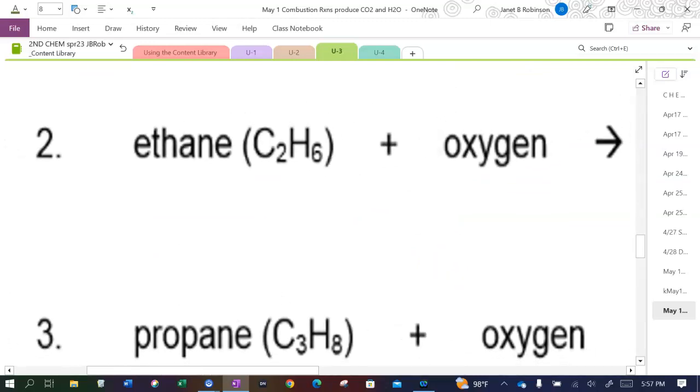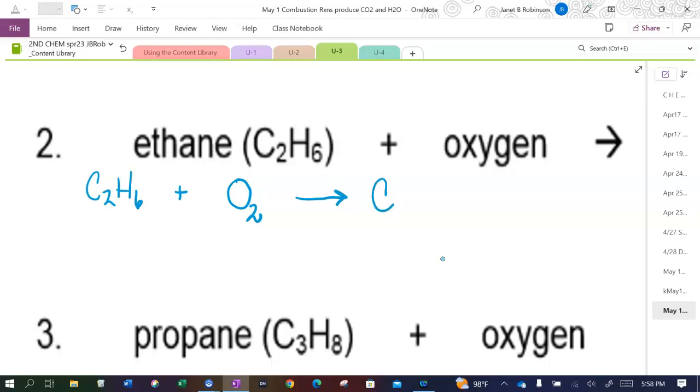All right. Now, ethane, C2H6. So C2H6 plus O2. Combustion always takes oxygen out of the air. And if this is complete combustion, it's CO2 gas plus H2O gas.